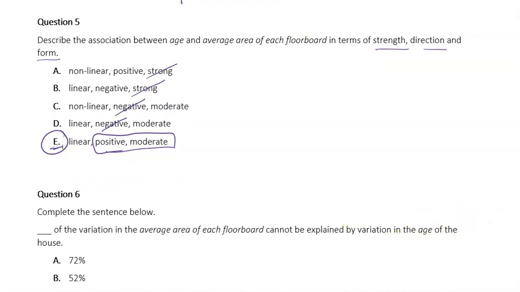What percentage of the variation in the average floorboard cannot be explained by the variation in the age of the house? So this sentence is related to R squared. The first thing we need to do is take our R value and square that. When we do that, we get approximately 0.52.